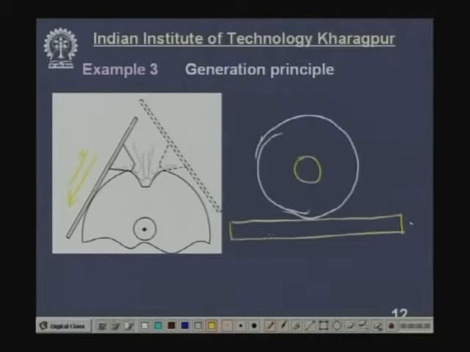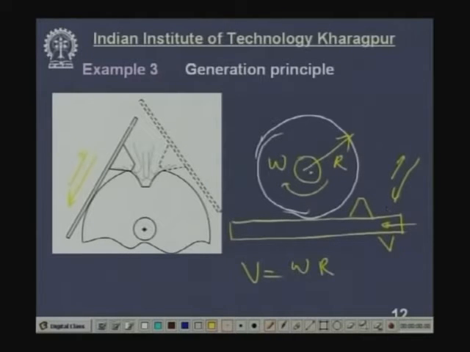Now, this one is moving in this direction with a velocity v, and this one is rotating with an angular velocity omega and radius is r, such that there is a rolling action. So, for rolling, v must be equal to omega r. At this point, there is no sliding movement. Now, if we have one protrusion like this, and this is reciprocating perpendicular to the board or parallel to the axis of the gear blank, that is the cutting motion.